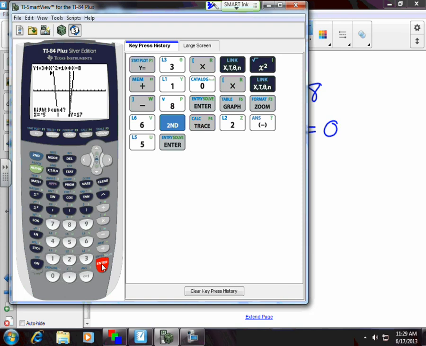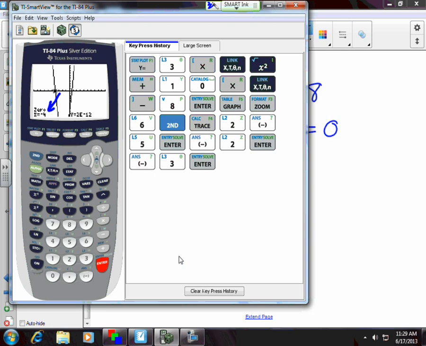Now it'll ask you for a right bound, and again, you can just look on the graph: minus 1, minus 2, minus 3. So how about minus 2 is certainly to the right of the intercept. Enter. And you can also just type in your guess. So it looks like it is between negative 3 and negative 4. So let's guess negative 3.